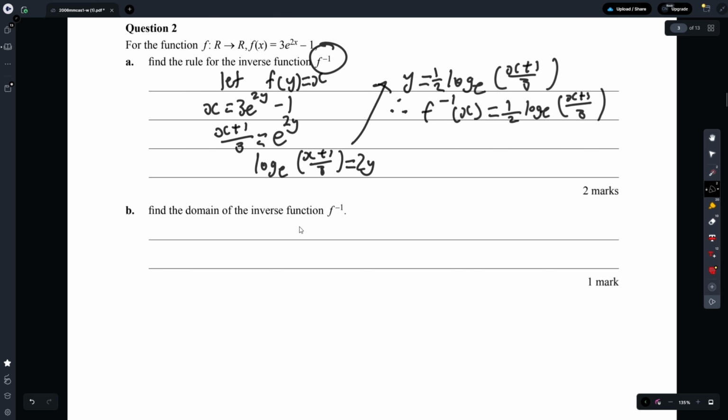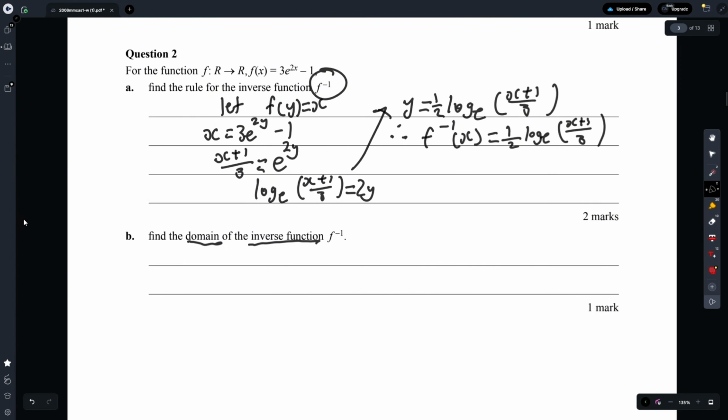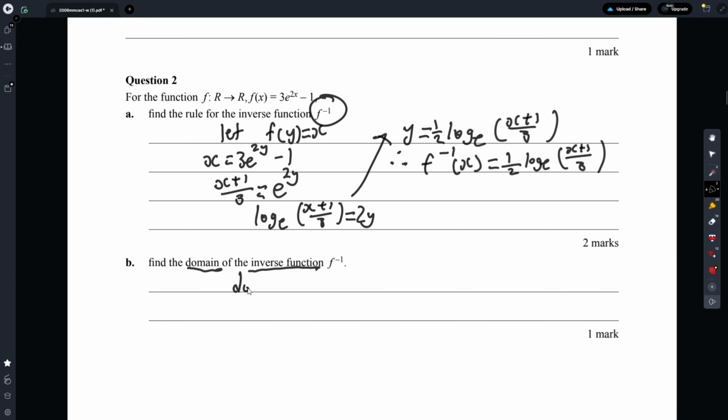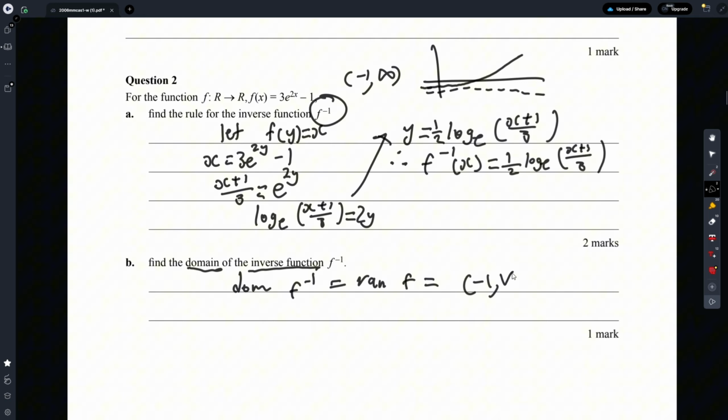Alright, let's take a look at the next question. Find the domain of the inverse function. We know that the domain of the inverse function is actually equal to the range of the normal function. In this case, we draw it out. The range of the normal function is from -1 to infinity. And so the domain is actually equal to -1 to infinity. Just highlight our answer here.